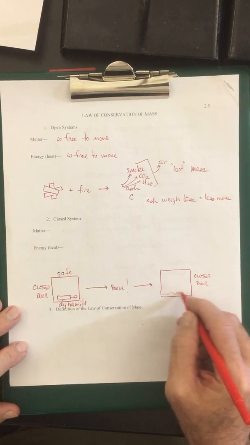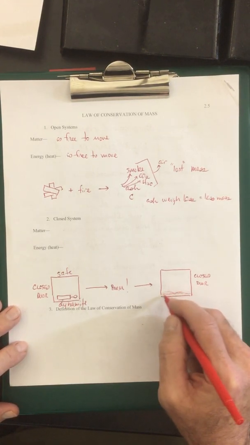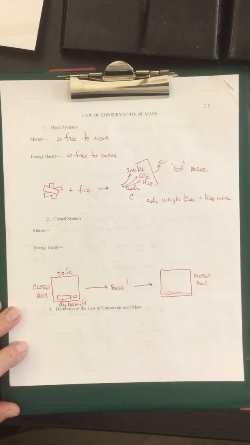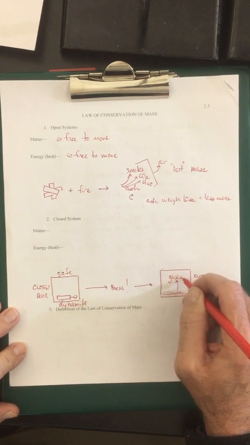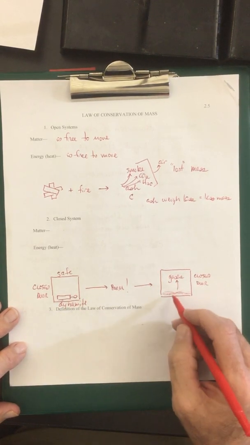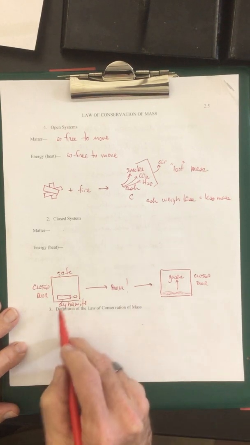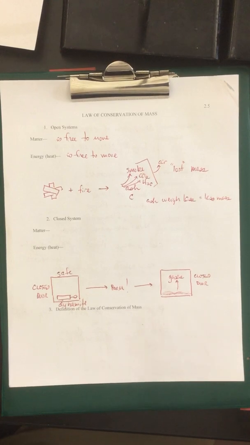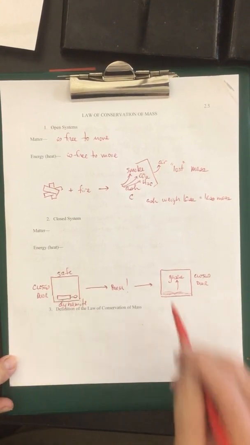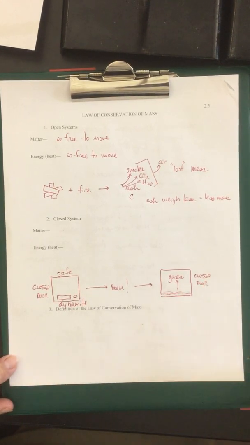Okay, so we just have all this stuff, and eventually it'll settle down on the bottom. We also may have some gases that are produced from this. So we have some solids, we have some gases, but we weigh the safe before, and we weigh the safe afterwards. What's the weight of the safe going to be after the explosion? Remember, the door is closed.